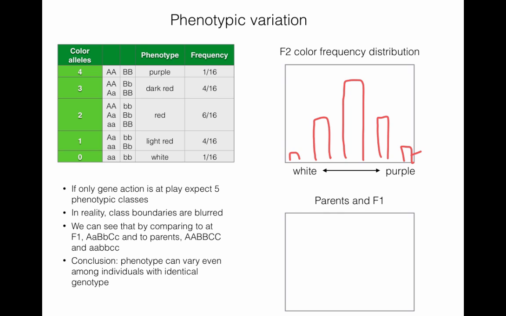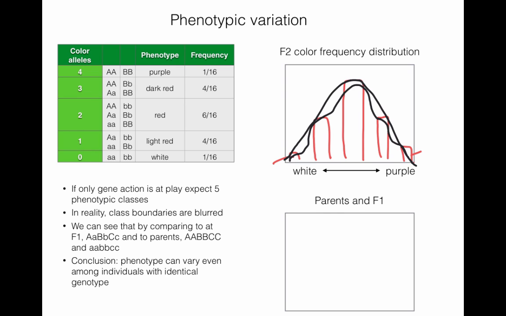Where here is the fully purple, here's the fully white, and then in the middle, for example, is the frequency of the fully red. But in reality, you know that this distribution is not going to look like that. It is going to look something like this, and depending on how much of an environmental effect there is, it may even look like this. Looking at the distribution, you may not be able to tell the number of classes. Because the class boundaries are blurred, you want to determine whether there is in fact an environmental effect. Now, how would you tell that?